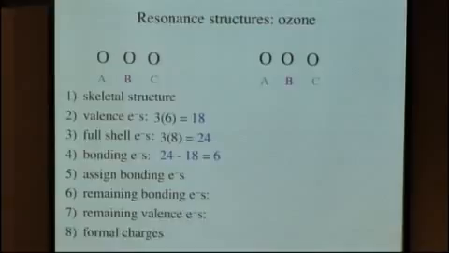So in order to fill up our shell, what we need is 3 times 8, or 24 electrons. This leaves us with 24 minus 18, or 6 bonding electrons left. So what we can do is fill that in here. Clearly, we put 2 for each bond, and now we end up having 2 remaining bonding electrons left.